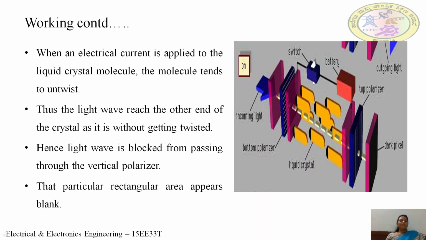So when you apply an electric voltage, the display becomes dark. When you don't apply any electric potential, the display becomes brighter. So by the application of electric potential, the molecular alignment can be changed to any angle and hence the intensity of light falling on the display can be controlled. So this is the main working principle behind the liquid crystal.